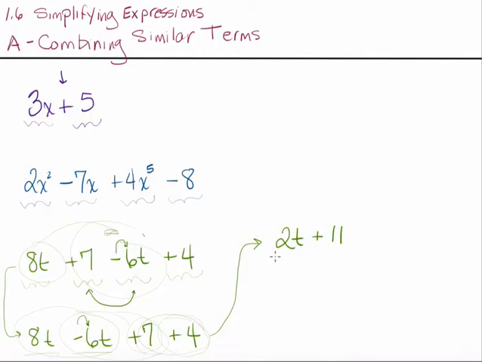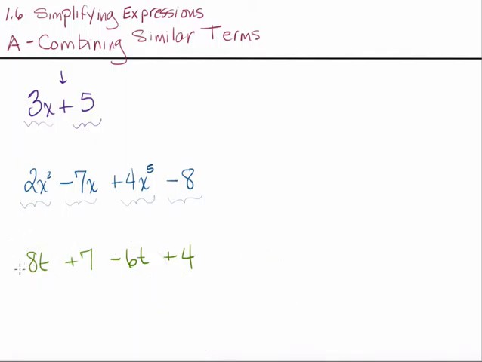Now I can't combine these two terms because although I might think of this as a pile of 2 t's and a pile of 11 ones, if I try to combine them into one pile, I'm still going to end up with some t's and some ones. They're different kinds of things. So I can't put them together and say I have 13 t's. I don't. I only have 2.